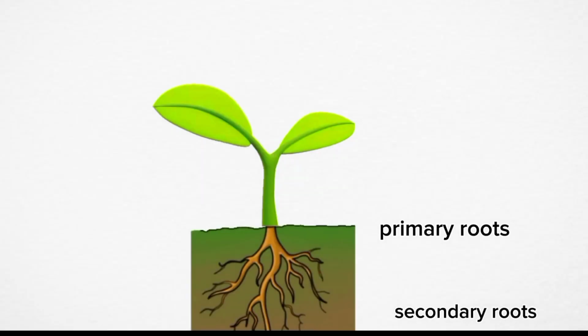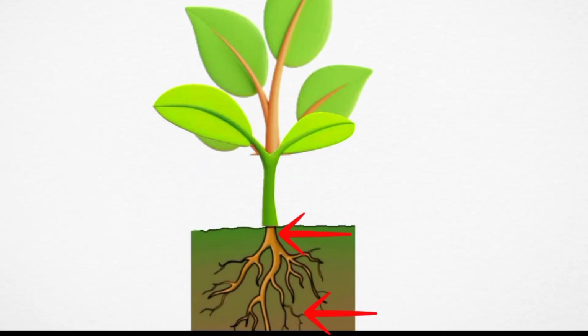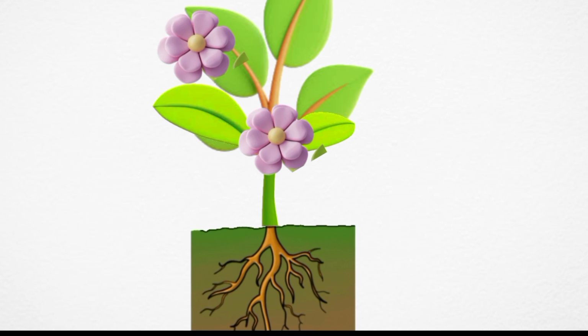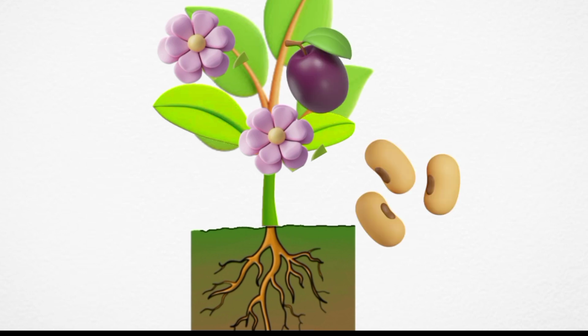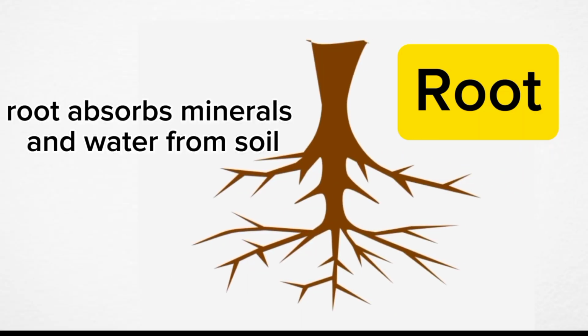Root system has primary and secondary roots. Shoot system has stem, leaf, flower, fruit, and seed. Roots absorb minerals and water from the soil.